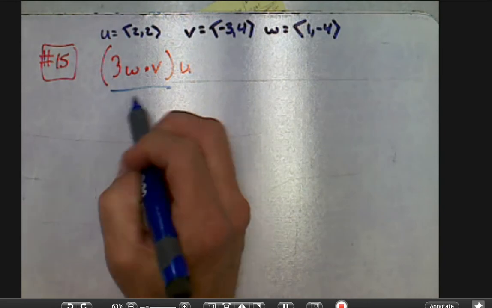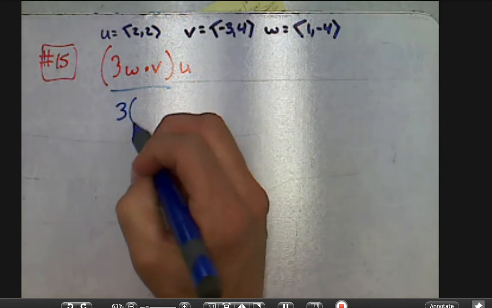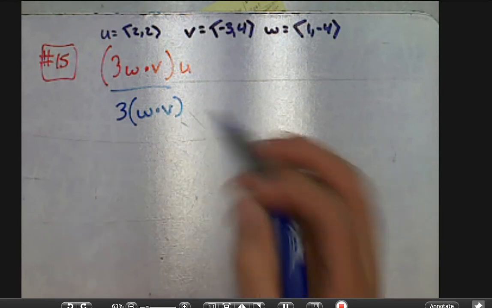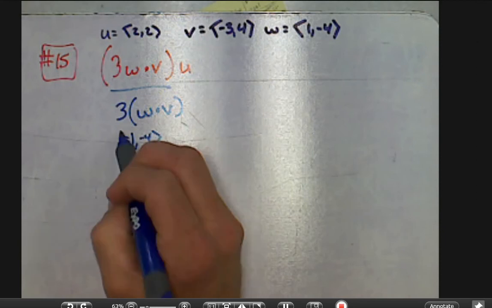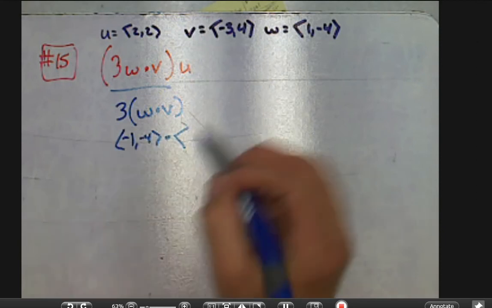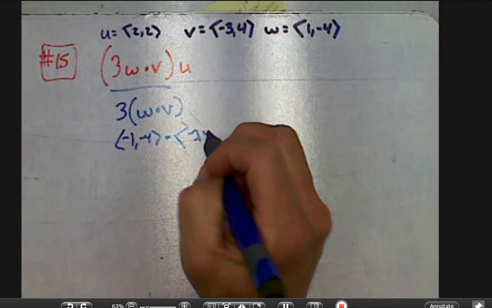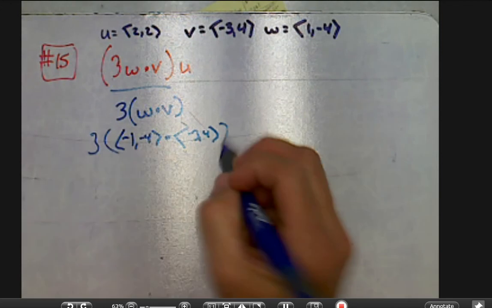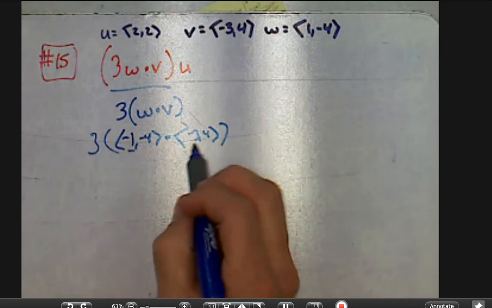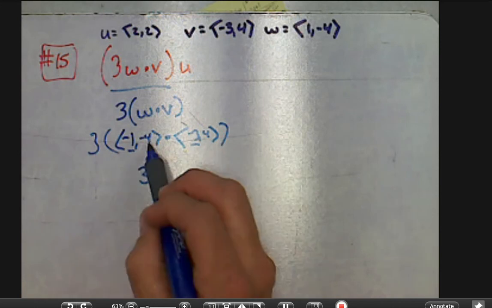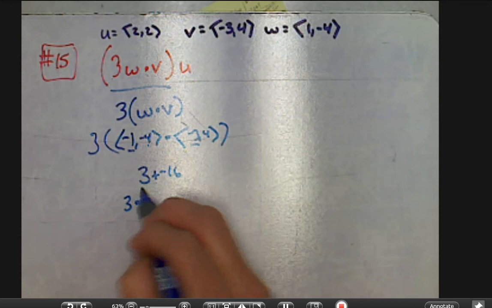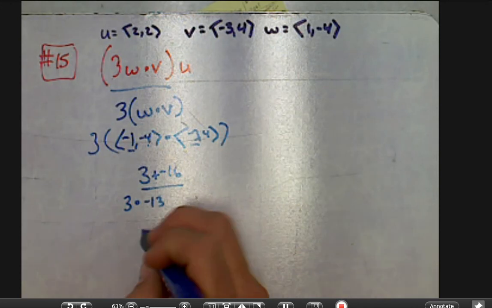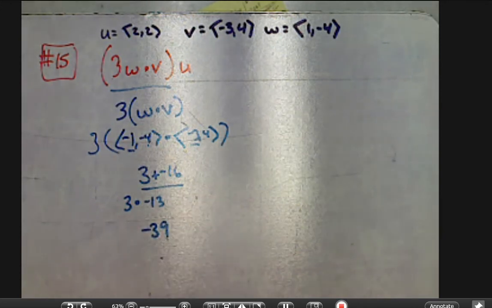Well, the first thing I see here is this part, and that's going to be 3 times the dot product of w dot v. So w dot v, 1 comma -4 dot -3 comma 4 with a 3 on the outside. So -1 times -3 is +3. -4 times 4 is -16. So 3 times 3 plus -16 is -13. And that gives you -39.